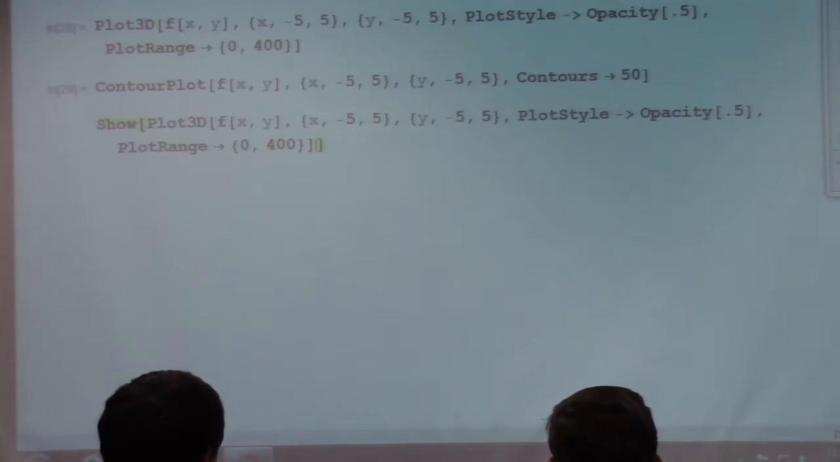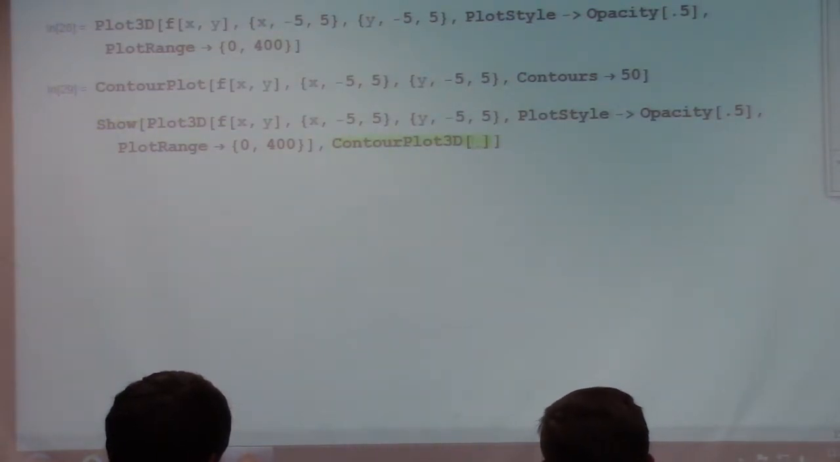I'm going to combine this 3D plot with a contour plot 3D. What am I going to plot with contour plot? I'm going to plot some vertical planes for constant values of x and constant values of y. Let's do it for a constant value of y first. Say y equals -1.